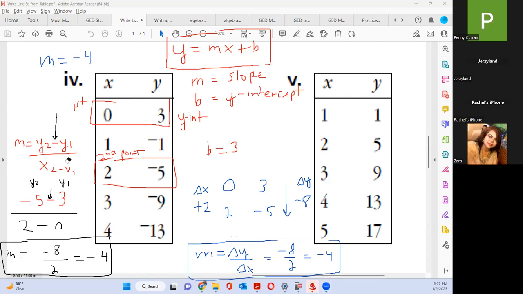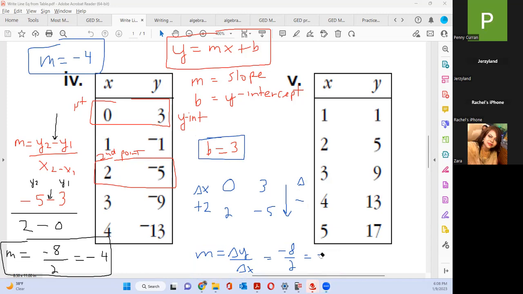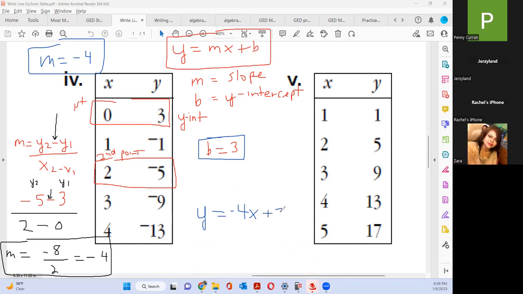Okay, so now we want to find our y-intercept. Hold on, I thought we already found our y-intercept. Yes, we did. It's 3. So if we know our slope is -4 and our y-intercept is 3, what's our equation of the line? Minus 4x plus 3. If you remember, slope-intercept form must start with what? y equals mx plus b. So y equals -4x plus 3.